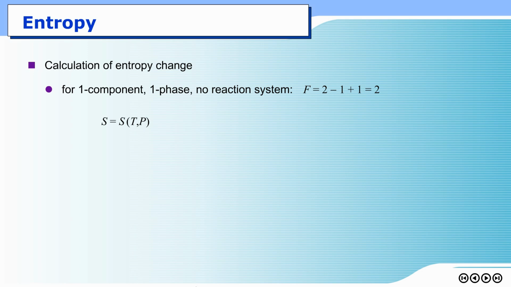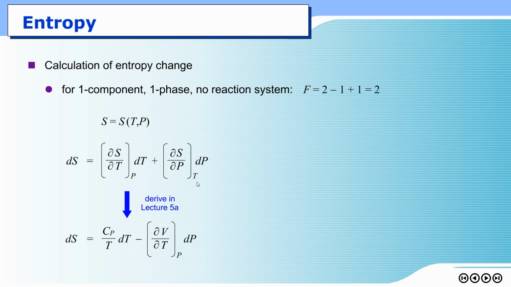If I pick to represent entropy as a function of temperature and pressure, according to calculus, we can expand the differentiation of entropy into two terms. The first term is differentiation with respect to temperature at constant pressure, and the other term is partial differentiation of entropy with respect to pressure at constant temperature. Once again, we can further derive this equation, using what we will learn in lecture 5a, into what we can measure. The first term can be converted into heat capacity over temperature dT, subtracted by the partial differentiation of volume with respect to temperature at constant pressure. And you see from the form of this equation that this particular differentiation can be further derived using the relationship between temperature, pressure, and volume, which is basically the equation of state that we learned in lecture 3a.